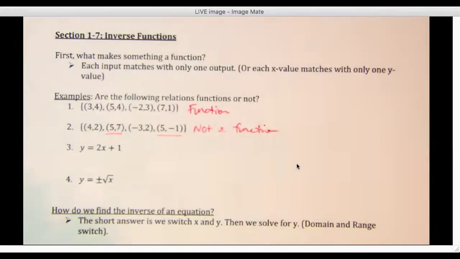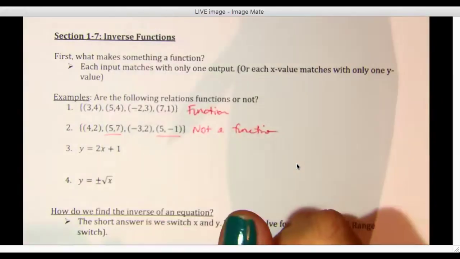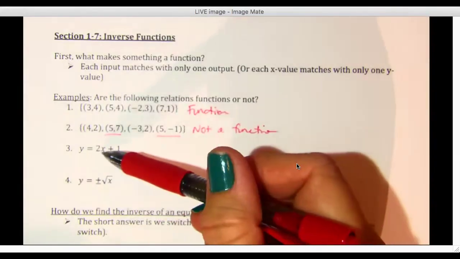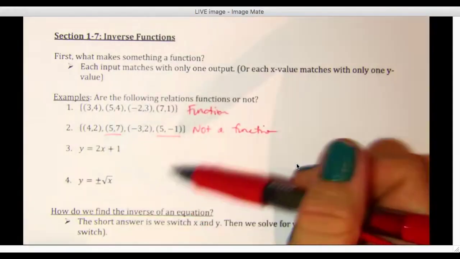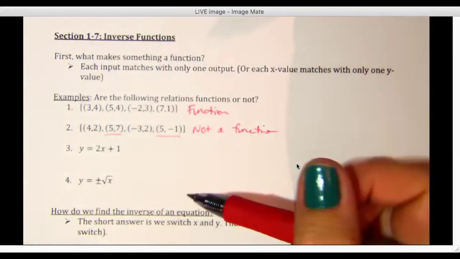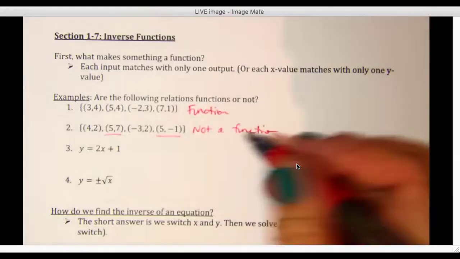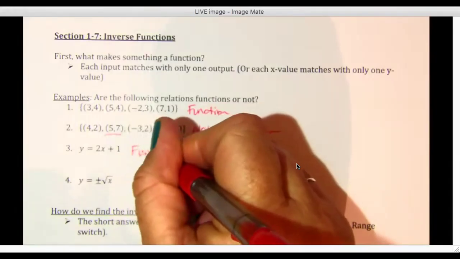Now, we haven't quite practiced this with an equation yet, but when we have an equation, we can plug in values and see if I am getting two outputs. If I plug in x equals 0, I only get 1 out. If I plug in x equals 5, I get 11 out. If I plug in negative 3, I get negative 5 out. I'm only getting one thing out. This is also a linear equation. We know it's a straight line and it'll pass the vertical line test. So this is a function.